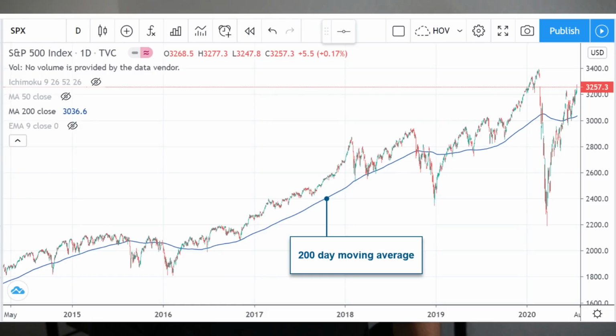Now, what exactly is the 200-day moving average? That is a calculation where you add the price of an index for each of the last 200 days and then divide that sum by 200 for the number of days, and hence the name 200-day moving average. Now, you don't have to worry about calculating the 200-day moving average on your own, as most websites like TradingView will easily give you the 200-day moving average.